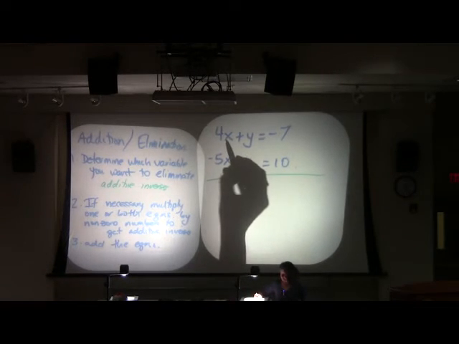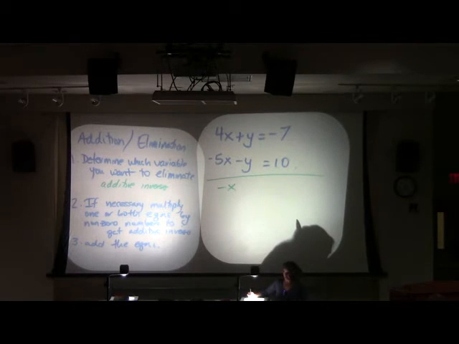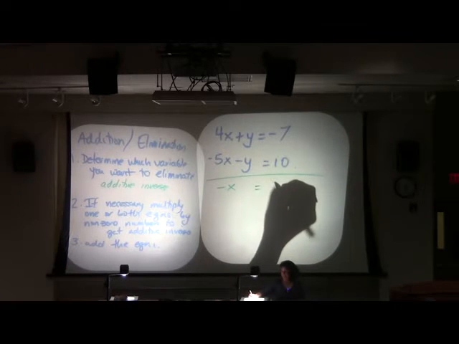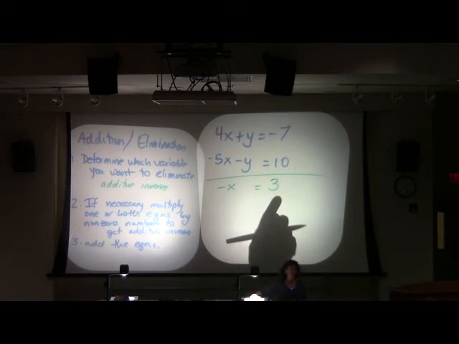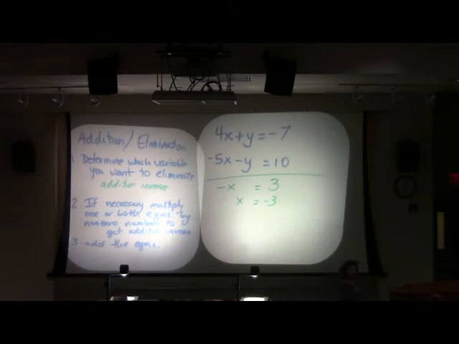Let's do that. What is 4x and -5x equal to? -1x. What is y and -y? Cancel off, see you later. And what is -7 plus 10? 3. Well, if -x is equal to 3, will you guys grant me then x is -3? Okay? Don't worry, you guys, if this is funky for you, this is what we're going to be doing today. We got a lot of examples.